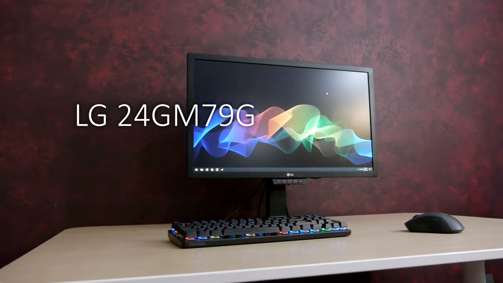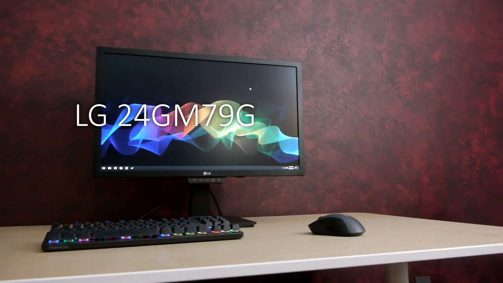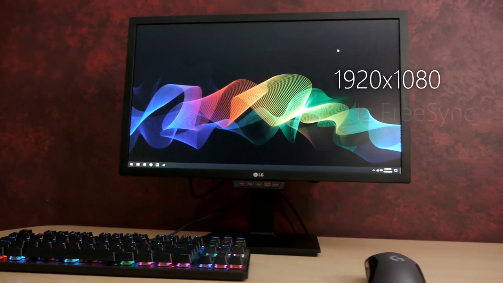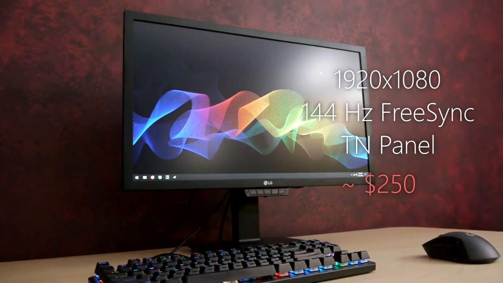Hi, and welcome to my very first review of a monitor. Today I'm covering the LG 24GM79G, a full HD 144Hz TN panel monitor with FreeSync that retails for around $250.